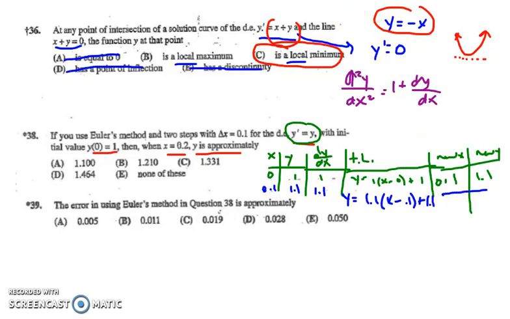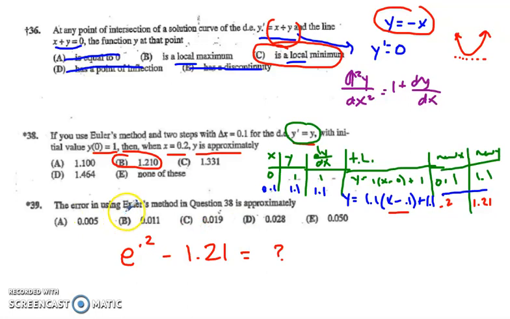My new x value is x equals 0.2. Plug 0.2 into here, I get out 0.1 times 1.1, which is 0.11, plus 1.1, and I end up with 1.21, which is b. For 39, I'm not even going to do this out. The error in using Euler's method is approximately what? What they're asking you to do is go into your calculator and evaluate e raised to the 0.2, and then subtract from that our estimation from above of 1.21. Whatever that equals is going to be your answer.